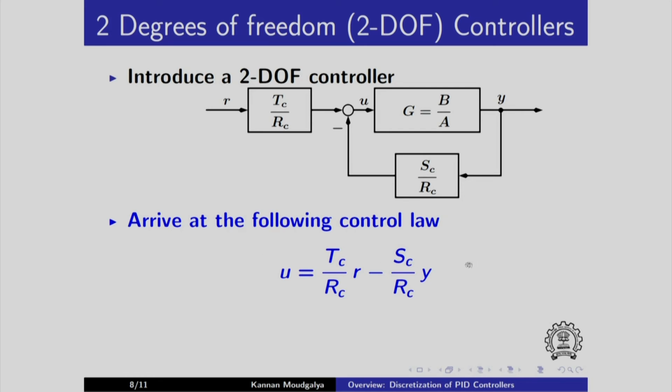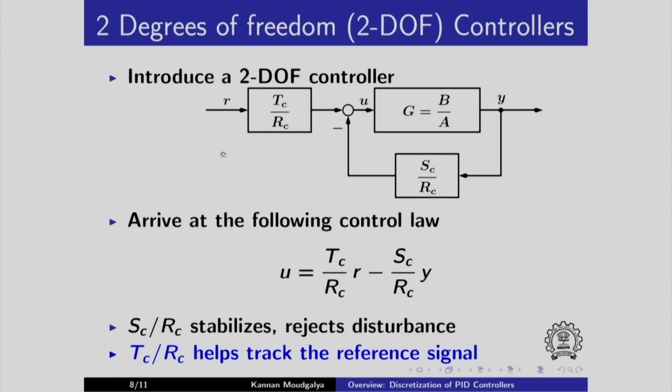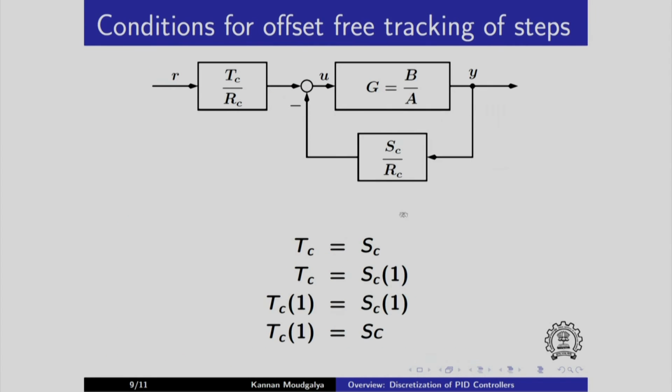To arrive at the control law given here, here is the schematic of this control law. SC by RC stabilizes the loop, it rejects disturbance that comes through Y, and TC by RC helps track the reference signal. We will derive the conditions for offset free tracking of steps in this 2DOF configuration.